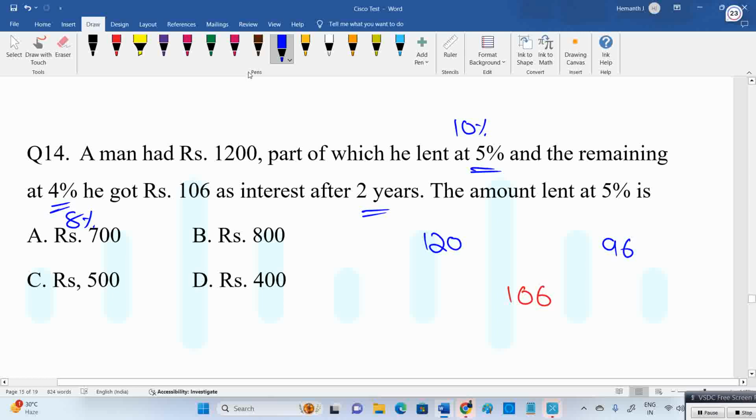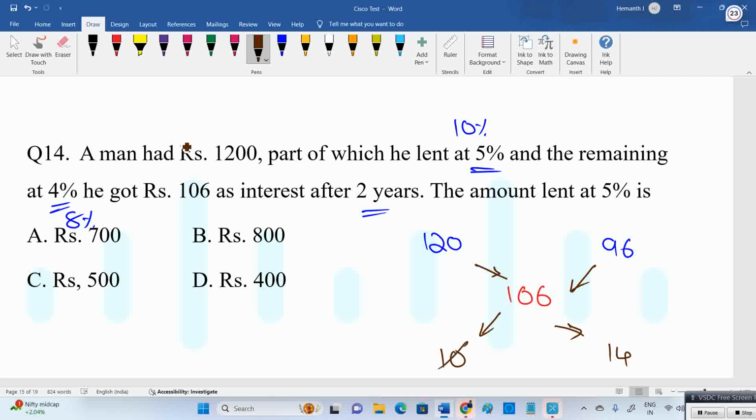Here 106 is in the middle because with 5% it is 120, with 4% it is 96, but 106 is a mixing of 5 and 4. That's why the answer should be in the middle. Otherwise, there is a mistake in the question. Now, what can you do? Take the difference, put in opposites. The difference should always be positive. What's the difference here? 10. This difference is 14. Right. I can write this as 5:7.